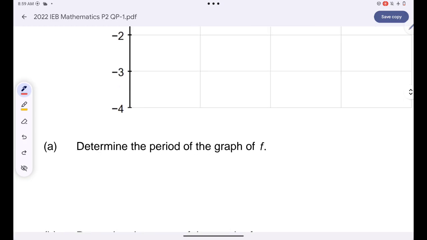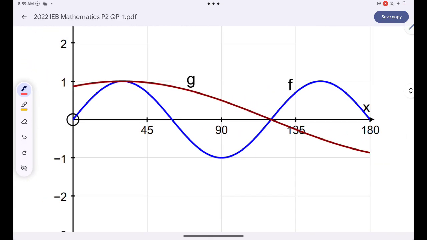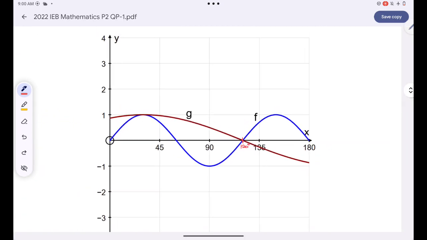Remember that, guys, a period is always 360 over the coefficient of x, and our coefficient is 3, so the period is just 120 degrees. This simply means that the full wave for our graph will end at 120. A full wave is when our graph has its 2 turning points. So that's a full wave for the graph of f of x, and it ended at 120 degrees. So we have 120 degrees as our x value there.